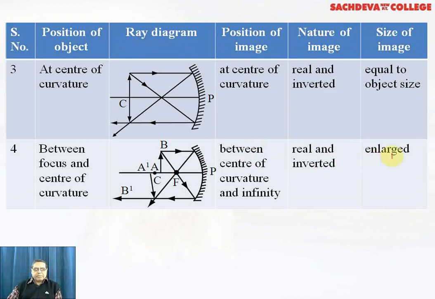And the fourth concept is that the object is between focus and center of curvature. Its image is formed beyond the center of curvature. So, image formation will be between the center of curvature and infinity, that is beyond the center of curvature, as it is shown. A real and inverted image is formed, and an enlarged image is formed.